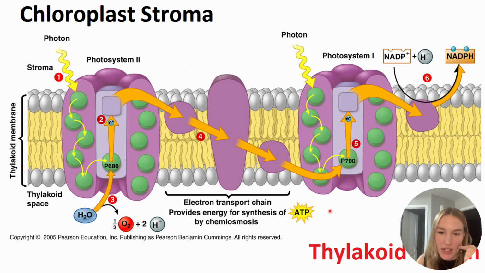So that's what's happening here. We have a high energy electron now because it got re-excited by a second photon, and we are going to be able to convert NADP+ to NADPH.